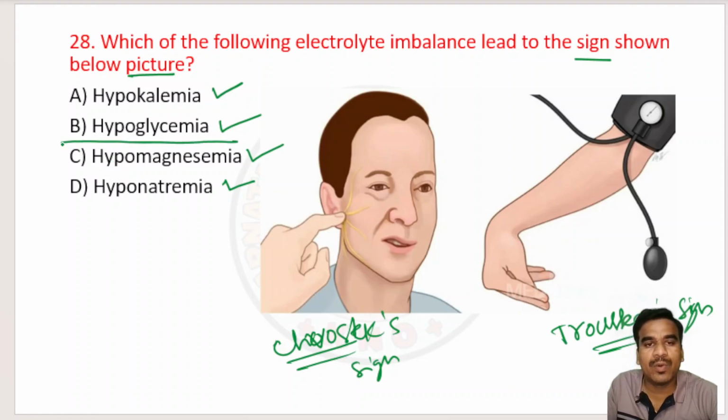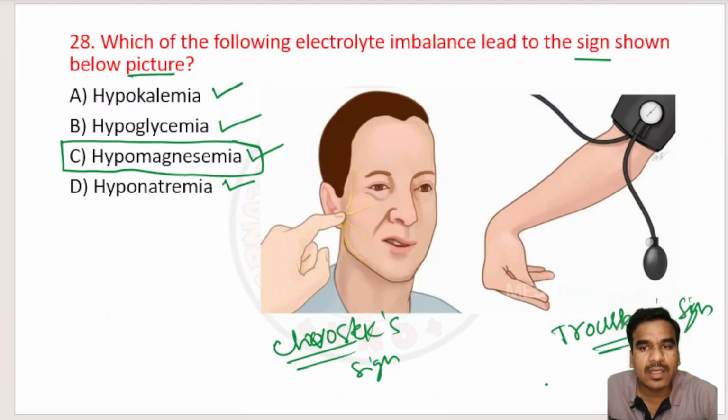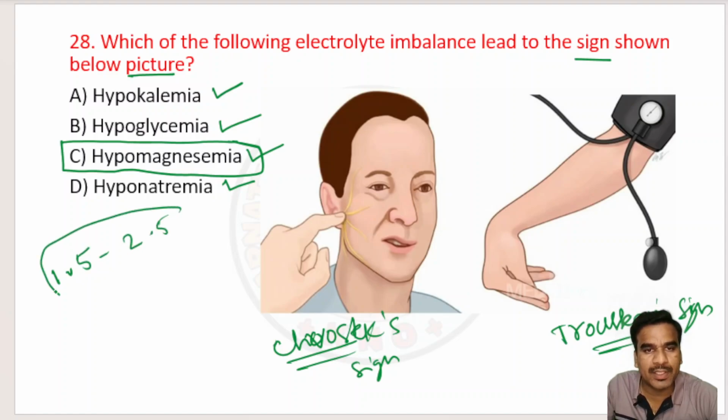I will tell you, hypomagnesemia leads to hypocalcemia. Then it leads to the Chvostek sign and the Trousseau sign. The normal magnesium level is 1.5 to 2.5. Okay, we have to keep the normal magnesium level in our mind.